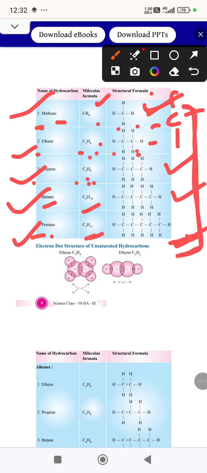Now the electron dot structure of unsaturated carbons. Here we take 2 carbon and 4 hydrogen, they combine together and share electrons. So the structure is like this. Here C is making a double bond in between, and here C is making a triple bond in between, because 3 pairs of electrons are shared here and 2 pairs are shared here.